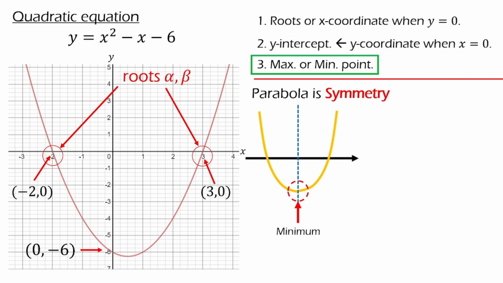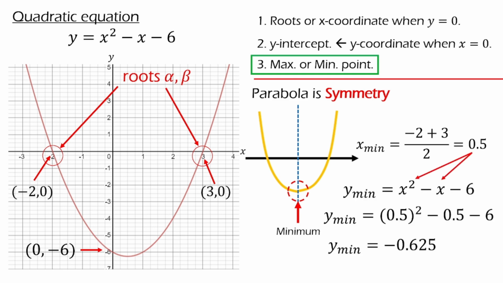In my case, I use the roots. Therefore, I add negative 2 and 3 together and we divide it by 2 and I have 0.5. Substituting 0.5 into our equation, we have our y minimum value is negative 0.625. Therefore, the minimum point for my quadratic equation is 0.5 and negative 0.625. This coordinate is also reflected on the graph.